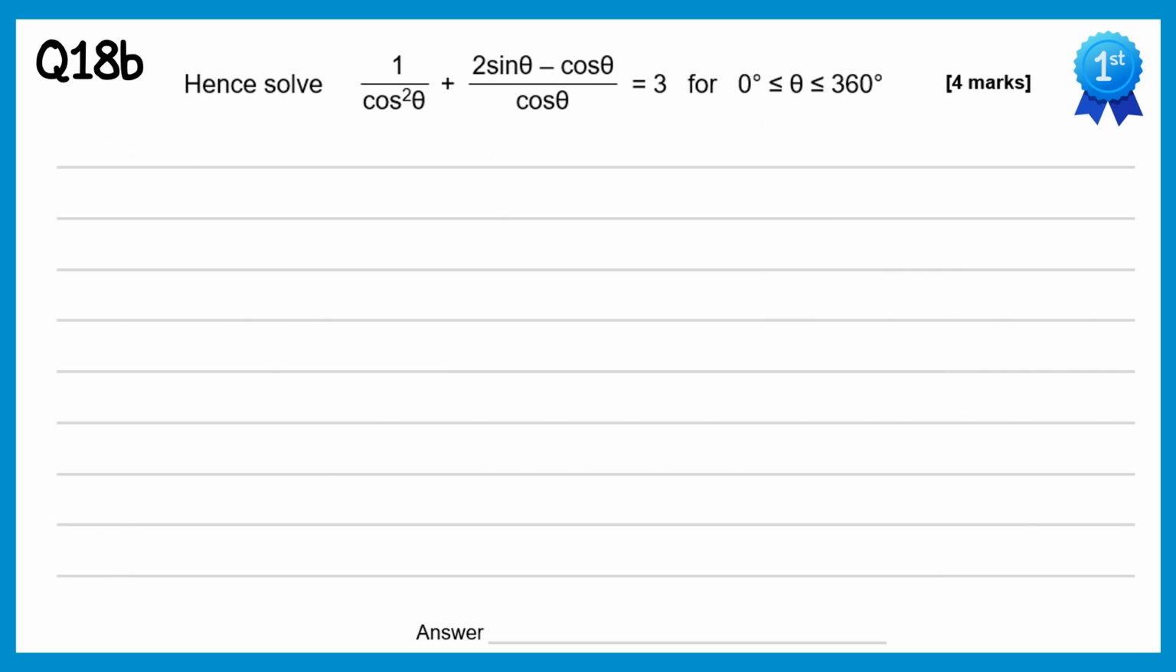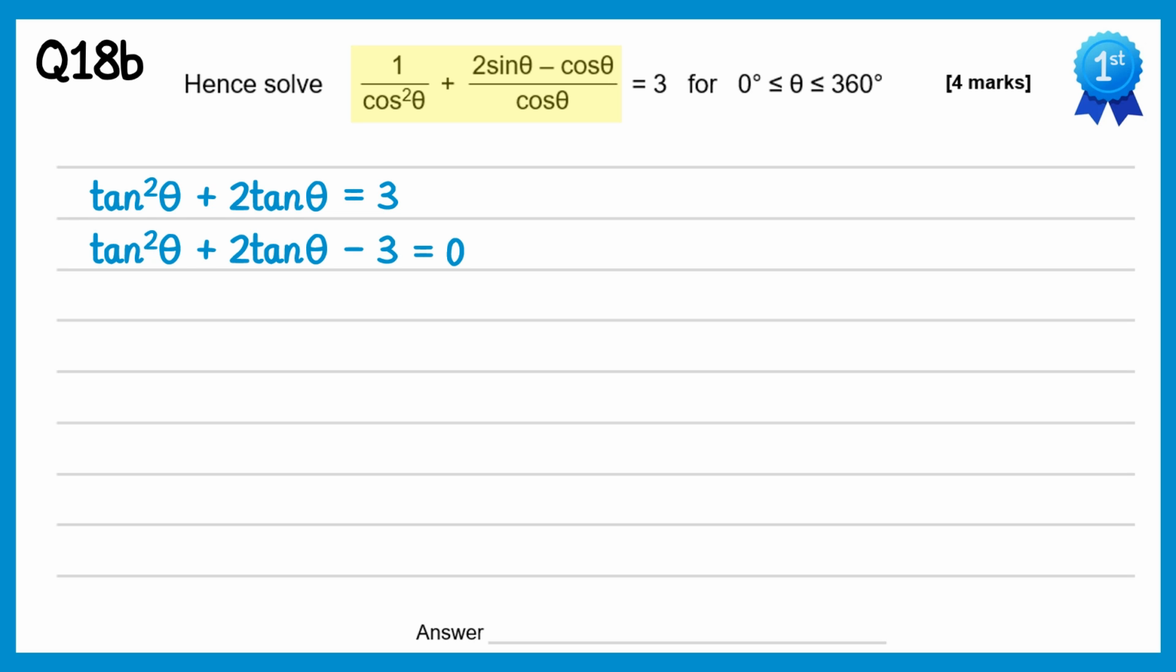For the second part of this question, we need to solve an equation. If you look at this bit here, you'll see it perfectly matches the expression we had on the left-hand side in question A. So we could replace this with the right-hand side of that identity. So instead of all of this, we're just going to write tan squared theta plus 2 tan theta, and the right-hand side equals 3. We now have an equation in tan to solve. If we subtract 3 from both sides, we get tan squared theta plus 2 tan theta minus 3 equals 0. We can factorise this to give you tan theta minus 1 and tan theta plus 3 equals 0.